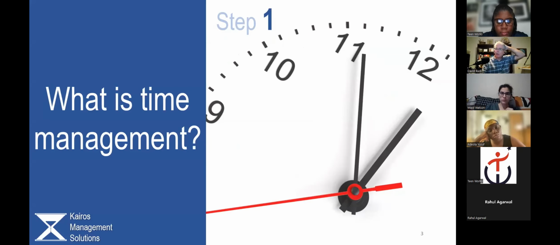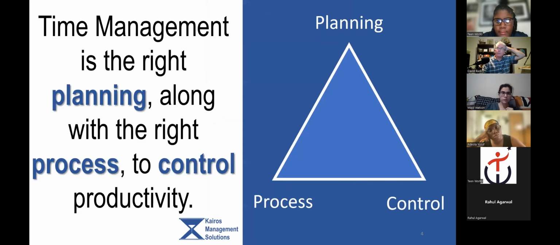All right, let's talk about the definition of time management. At Kairos, we have a very simple definition. Time management is the right planning along with the right process to control your productivity. What I would ask you to take from that sentence is the 3 words: planning, process, and control. Good, solid time management practices start with planning. If you don't do the planning, you are not going to be able to do the rest well. So start with a solid foundation and plan.